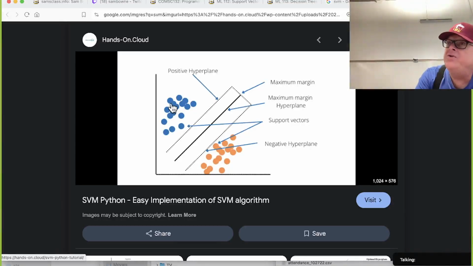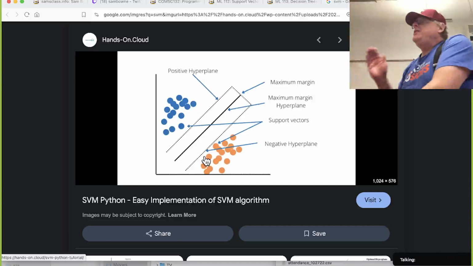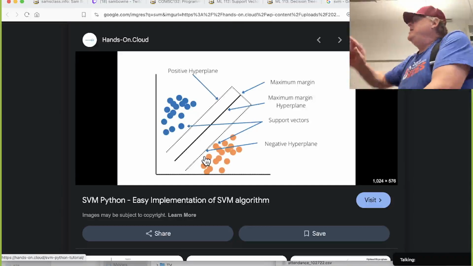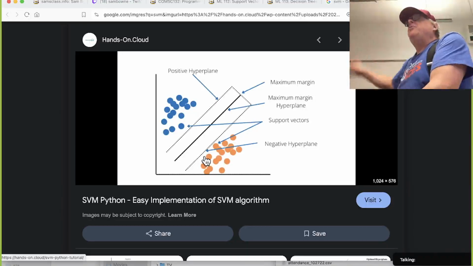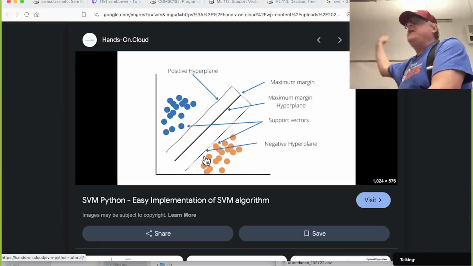All the rest of these points do not contribute at all to the location of the best line. As long as they're on this side, it doesn't matter where they are. You could move them anywhere and it wouldn't matter. The only thing that matters is the ones that touch the road. That's why they call it support vector machines. You separate the two with a straight line, and the vectors on the edge are called the support vectors. And just those locations determine the best path.